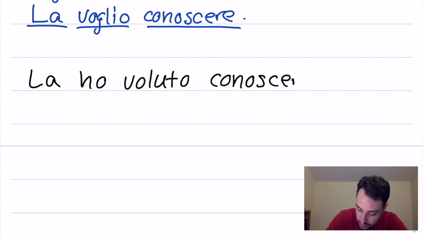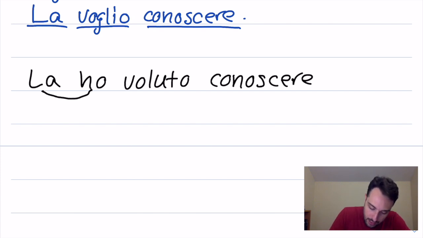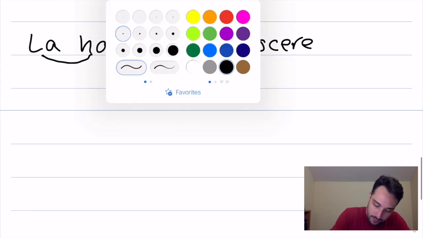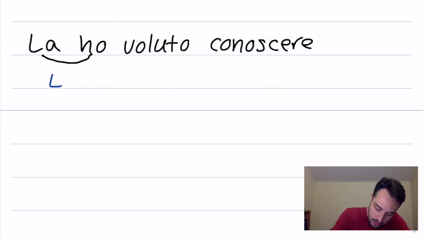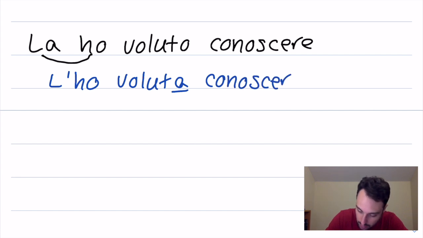This is actually really straightforward. If you know your passato prossimo and now you know your object pronouns and where to put them, they just go before the verbs that they have to do with. So, la ho voluto conoscere. I wanted to know her. But here's something that we can do. We can actually combine the la and the o. And this becomes, I'm going to put it in blue, l'ho voluta conoscere.